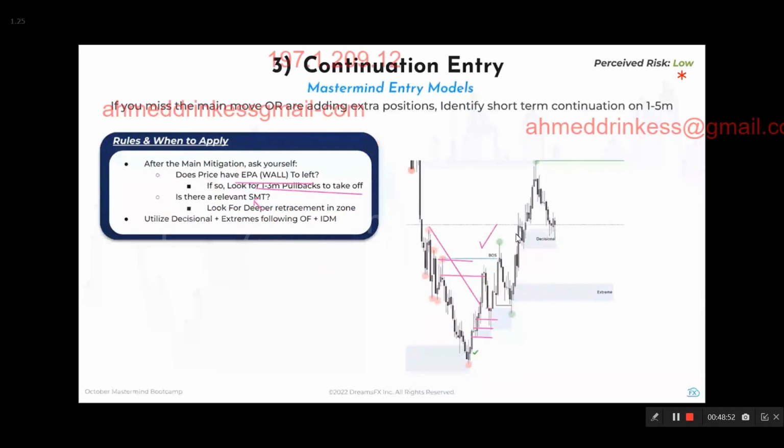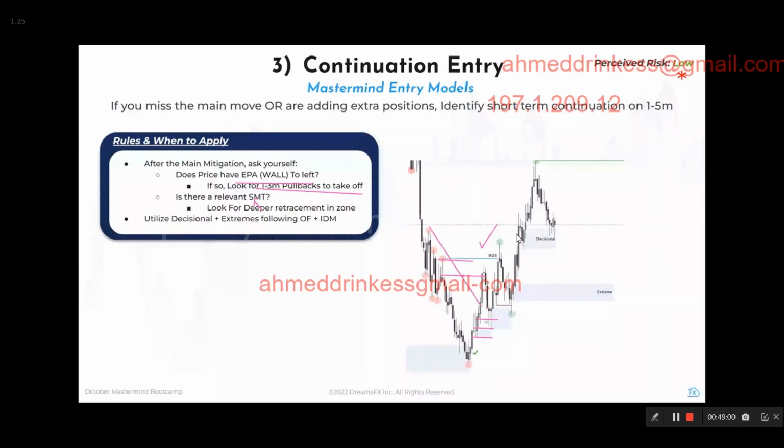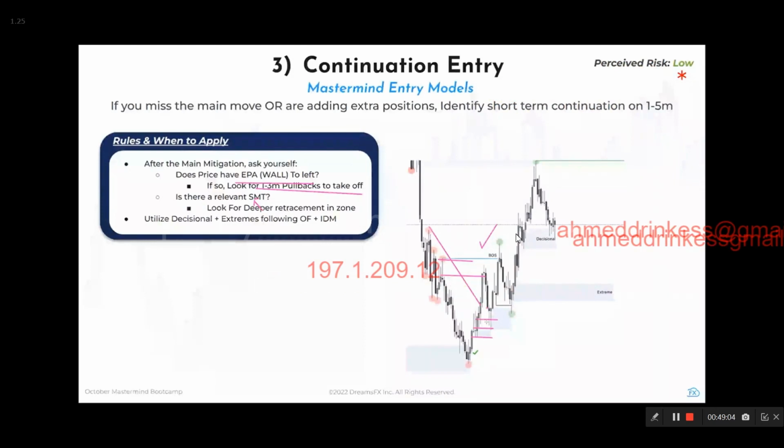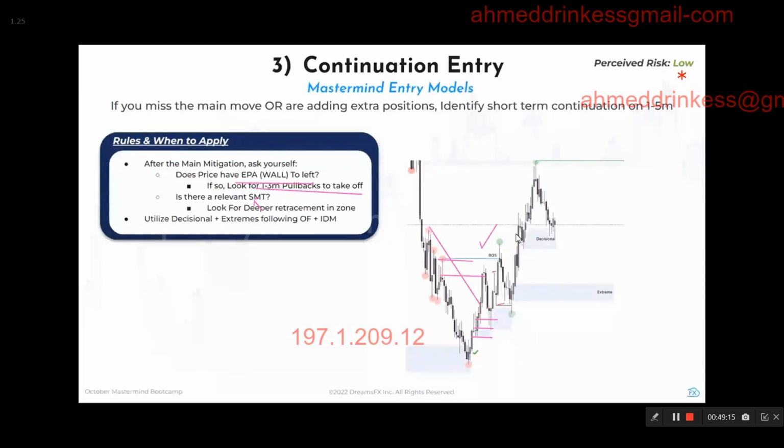What type of setup is this? Can anyone tell me what type of setup this is right here? Not entry, but what type of setup? Some new voices, preferably. Right, this is a type 3 extreme, right? Thank you, Juma. This is a type 3 extreme, because you have an internal high or low. Boom, takes it out to follow the order flow, goes higher.